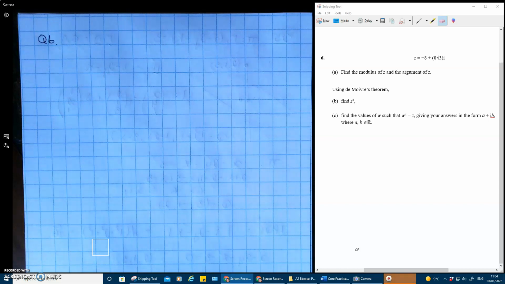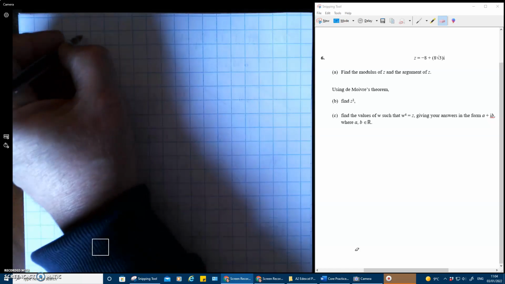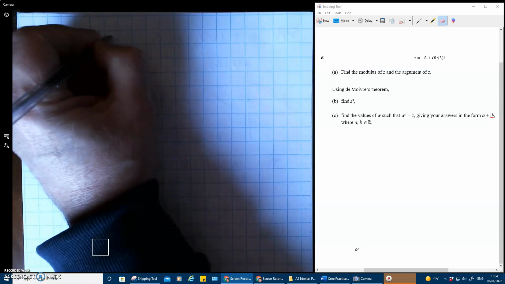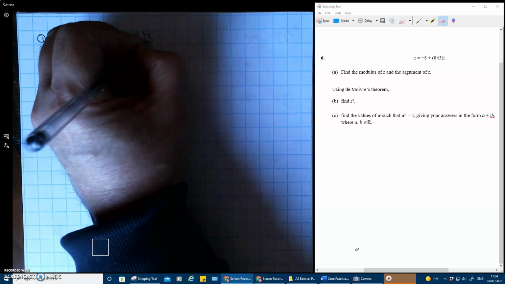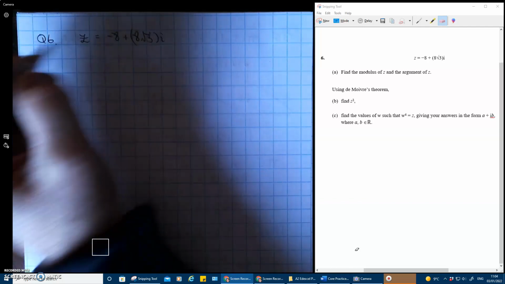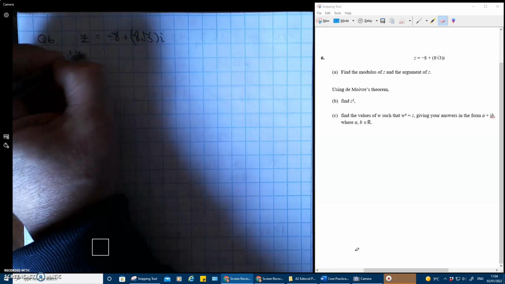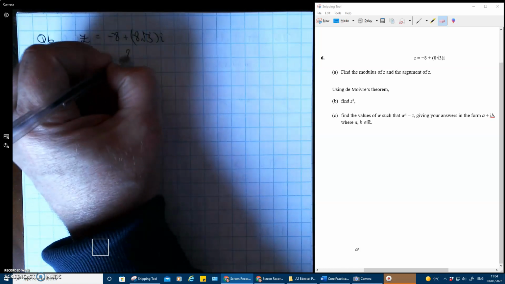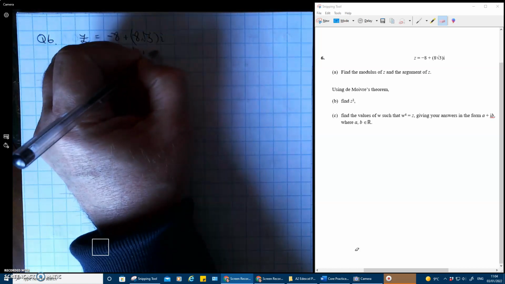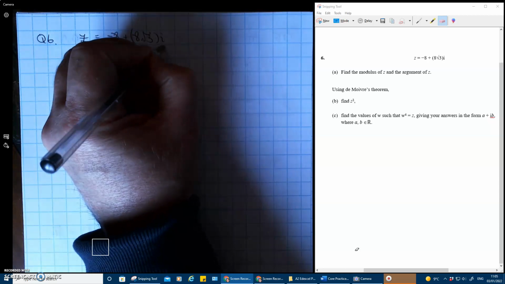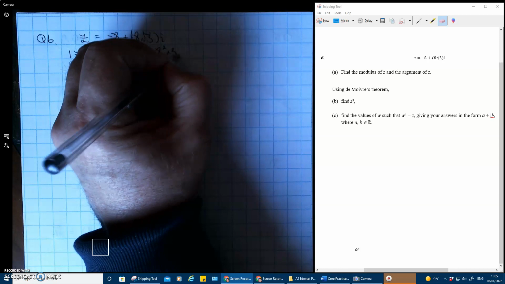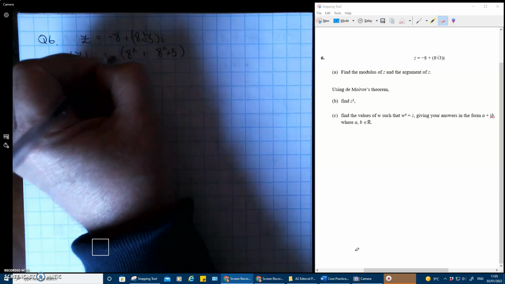Okay, question number 6. We're asked to find the modulus and the argument of z. So we've got z is minus 8 root 3i. So the magnitude of z, we're going to use Pythagoras. So it's 8 squared plus 8 squared times 3. And then we're going to square root it.